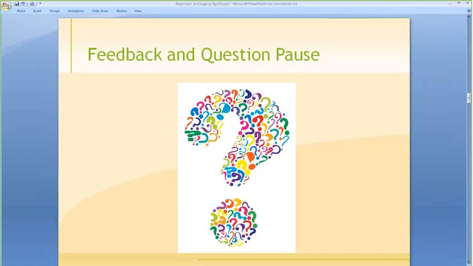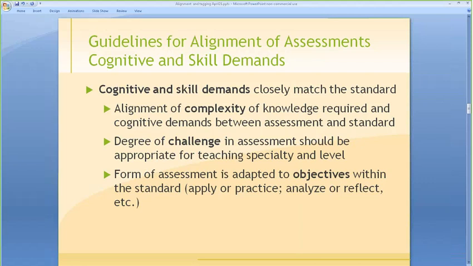We're going to talk about cognitive and skill demands. So another question or guideline for aligning assessments is to look at the cognitive and skill demands that are in the standards. And we touched on that a little bit when we talked about the range of knowledge, okay, and that there was demonstration and skills and commitment in that particular component. And this gets a little deeper at that, talking about the complexity of knowledge that's required and the cognitive demands that exist between, or alignment that should exist between the assessment and the standard, as well as the degree of challenge.